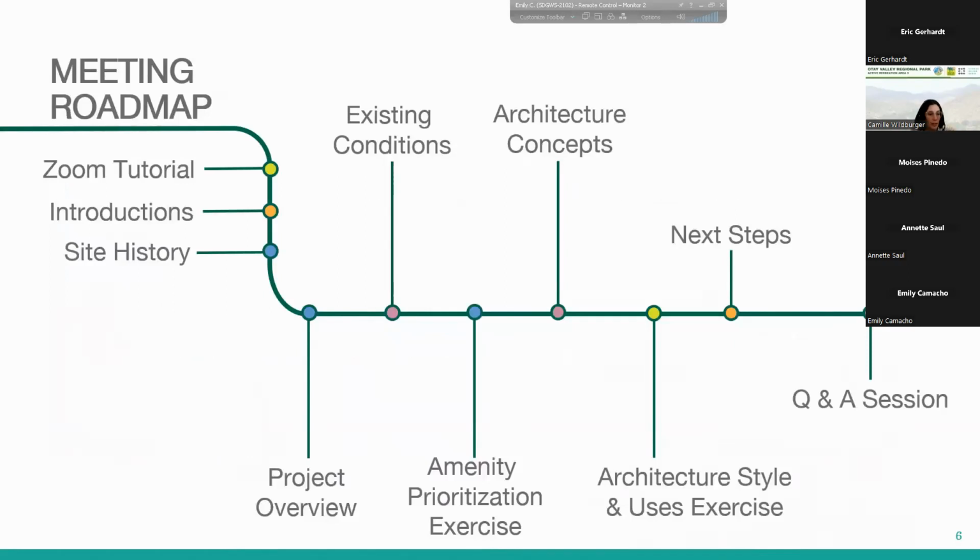Here we have our meeting roadmap. I will be introducing our project team next. Then we'll start by exploring the site's history and giving an overview of our project goals. Then we'll discuss the current site conditions and conduct a live poll to prioritize amenities. Next, we'll share architectural concepts for the community building and gather your preferences on its uses. Finally, I'll outline the next steps for the project and open the floor for questions. Next slide, please.